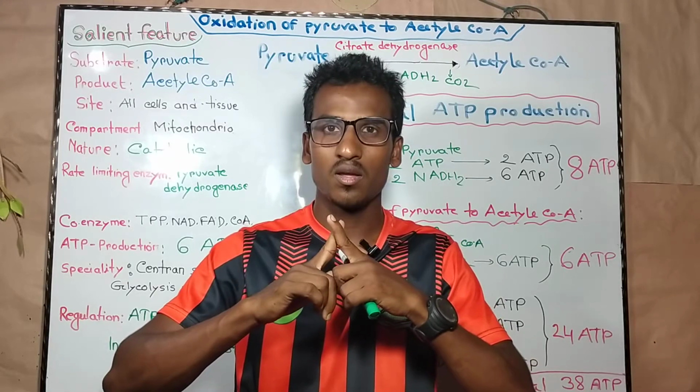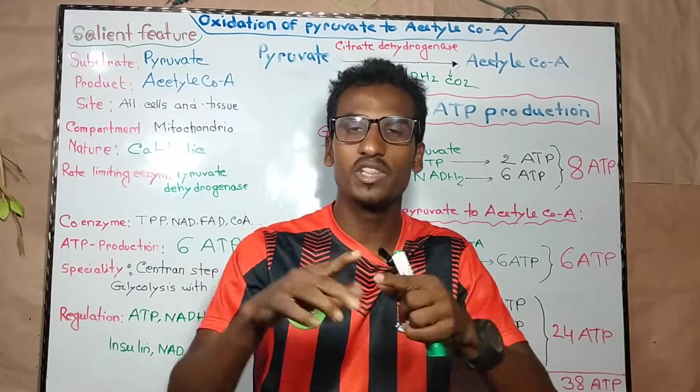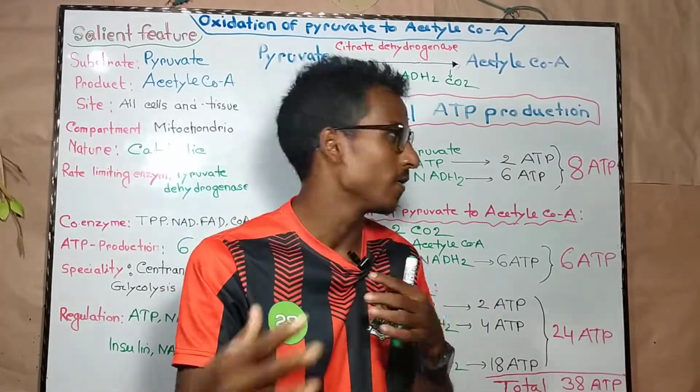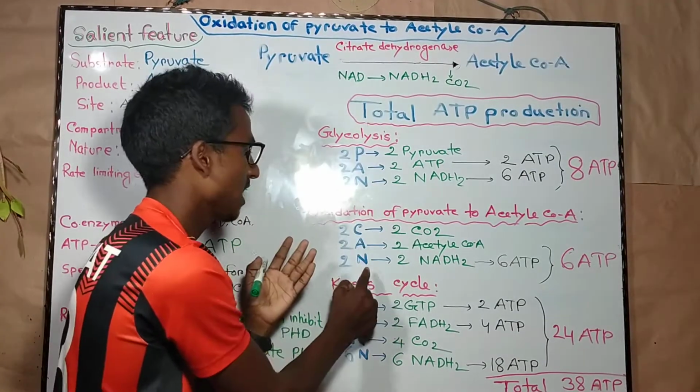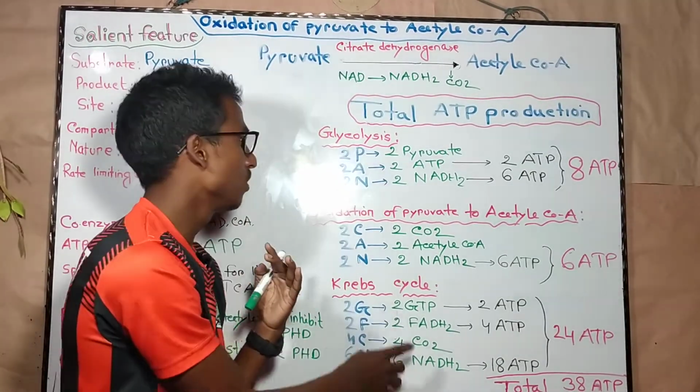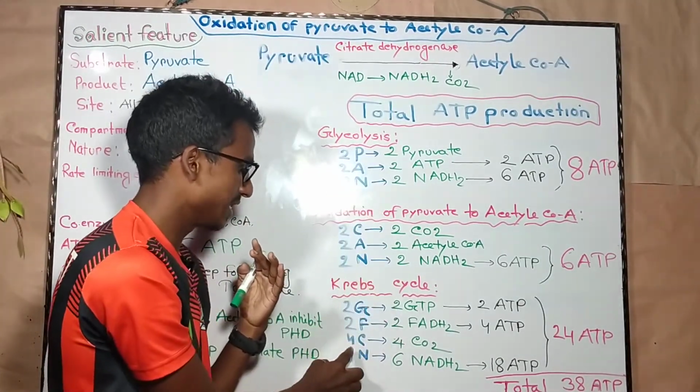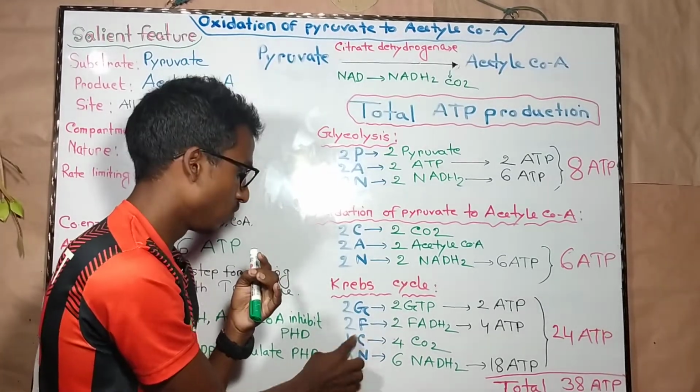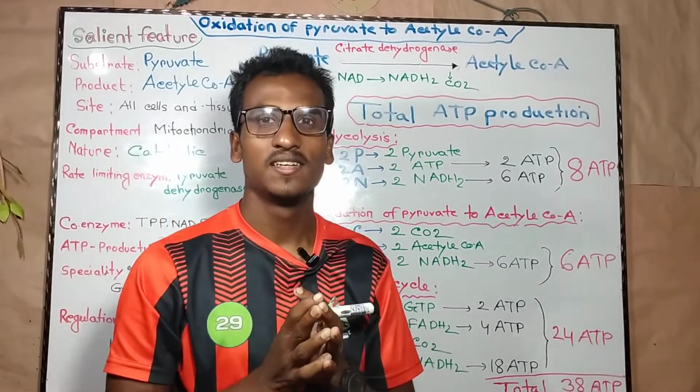So remember this with the trick. Just 5 seconds: P, A, N, C, A, N, G, F, C, N. P along with 2, A along with 2, N along with 2, C along with 2, G along with 2, F along with 2, C along with 4, N along with 6. Thank you.